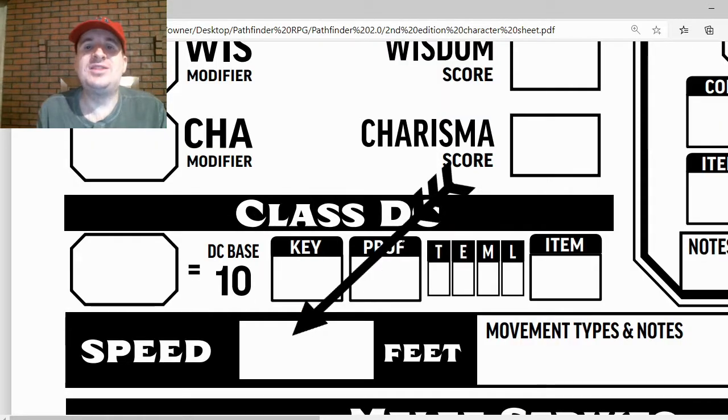Now let's talk about speed. Your character's speed is a measure of how far your character can move in the time it takes to use a single action. This usually refers to land speed, meaning how far can your character run in that time. However, your character may have abilities that let it use other types of movement, such as flying or burrowing. The same rules apply, it's just you're using a different speed than normal.